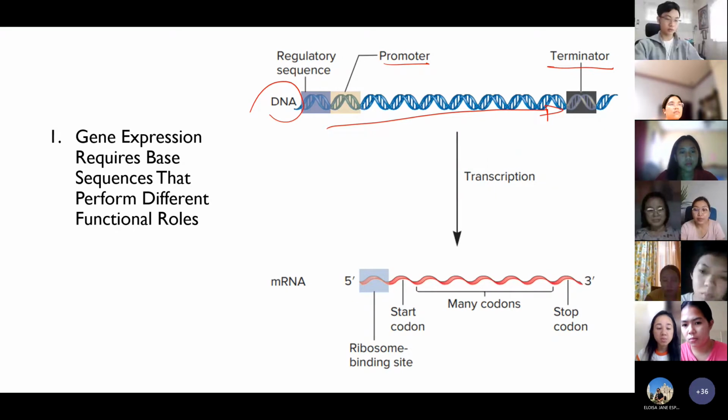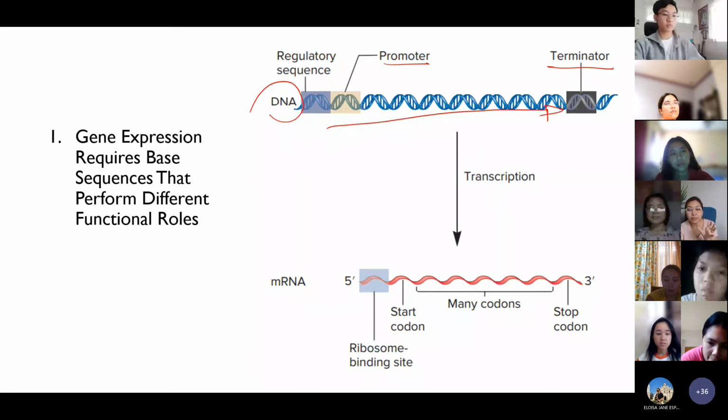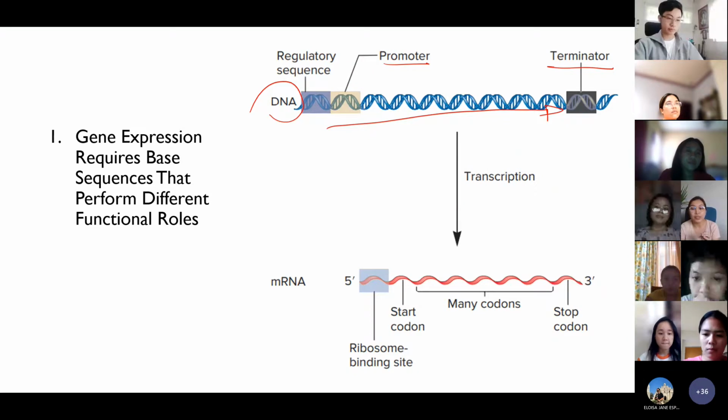So the base sequences within our mRNA are used during the translation process. For example, in bacteria, we have a short sequence within an mRNA, which is our ribosome binding site, which would provide the location for the ribosome to bind and to begin the translation process. They also have a first codon, which is the start codon, and they would also have a stop codon, which would signal the end of their translation.